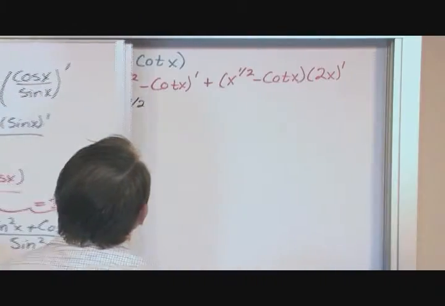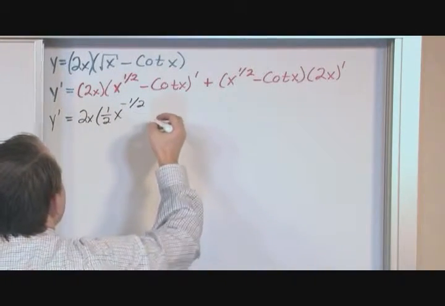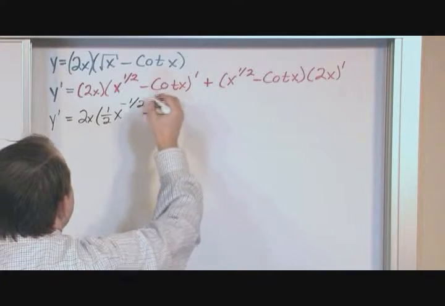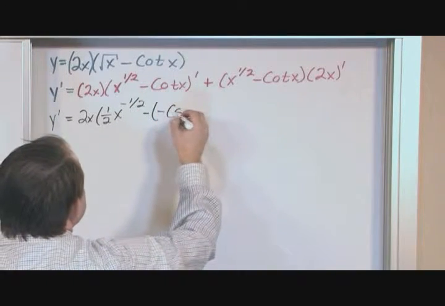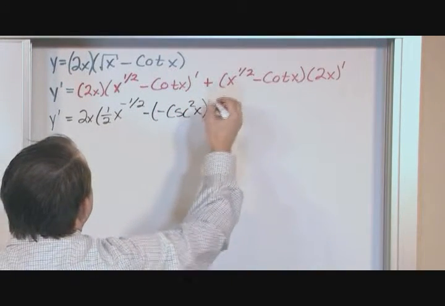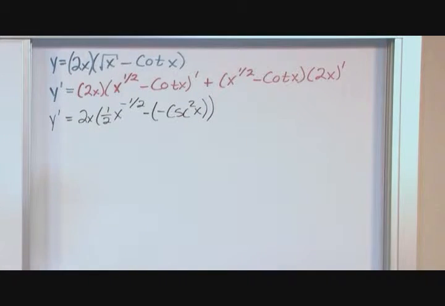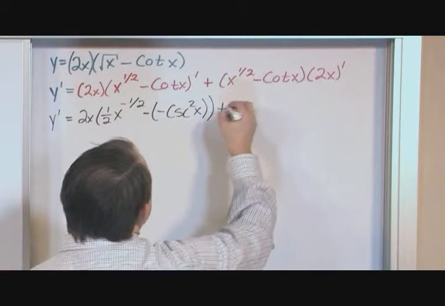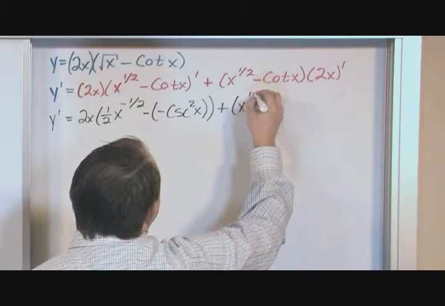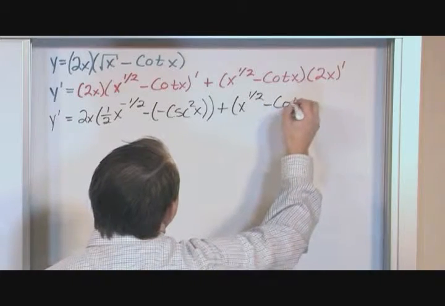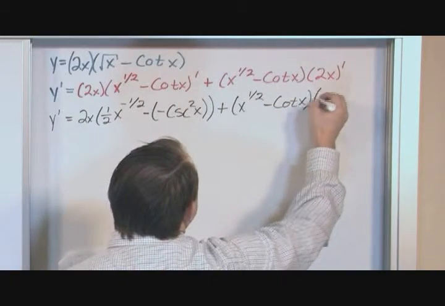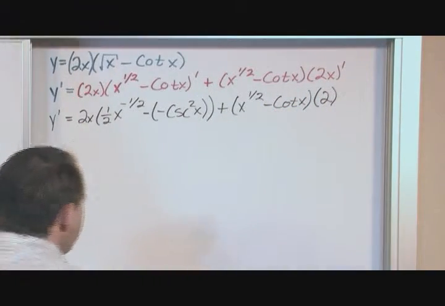Negative cosecant squared. So I'm going to have to make it clear, have the minus from here, then I'll have negative cosecant squared x. And you can manage your paper however you like. You could make this a positive, but it really makes it clear if you just keep it all straight. Plus, this term here, x to the 1/2 minus cotangent of x. What is the derivative of this? It's just simply 2.